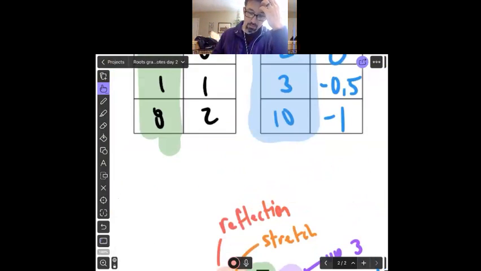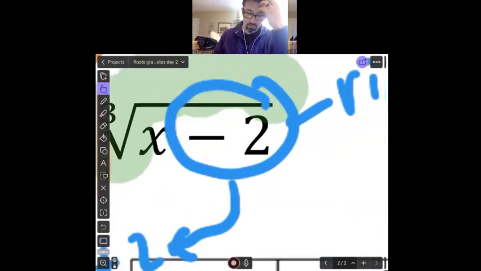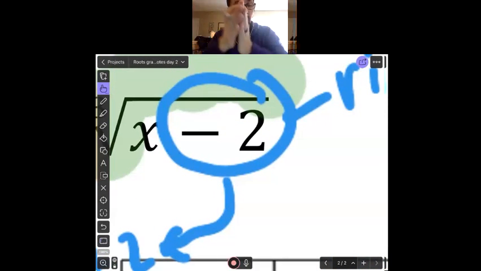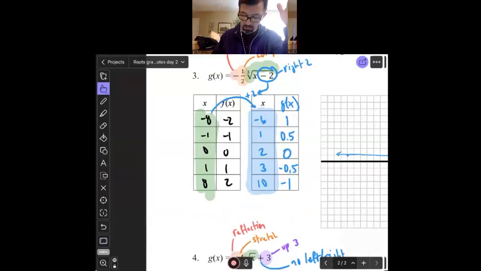If I just imagine that was a square root, I'm not square rooting x minus 2. That's when I want to move everything to the right 2. So it's just the x that we're looking at. So just want those 0, 1, 4, 9. Does that make sense, June?